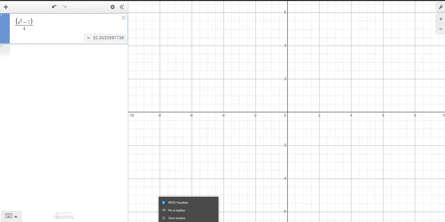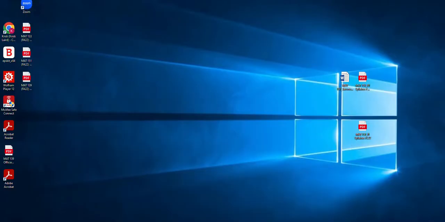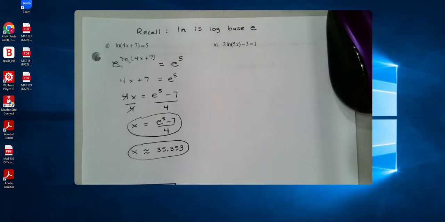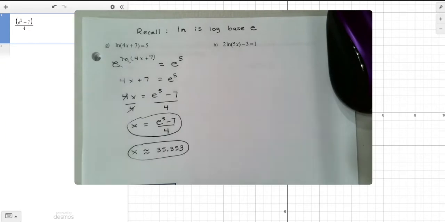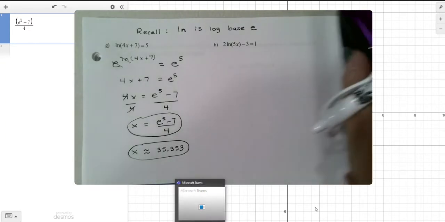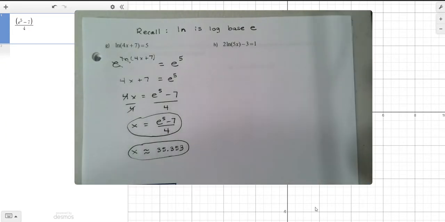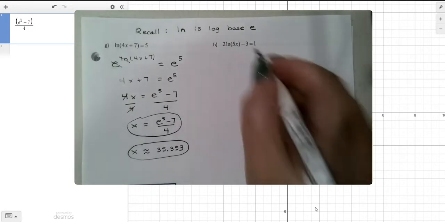All right, let's go back to my problem. Again, there was the exact answer. There was the decimal approximation. All right, last log equation.